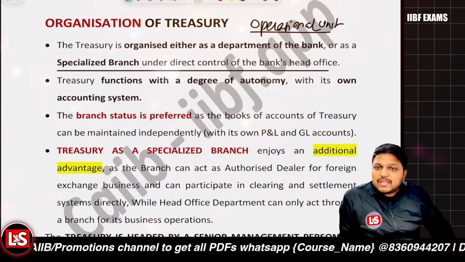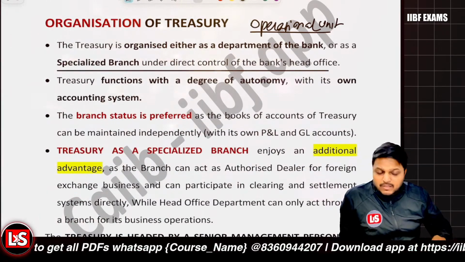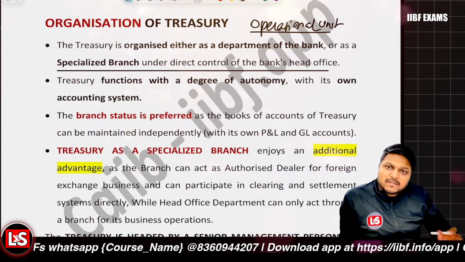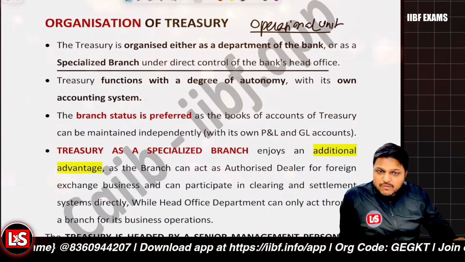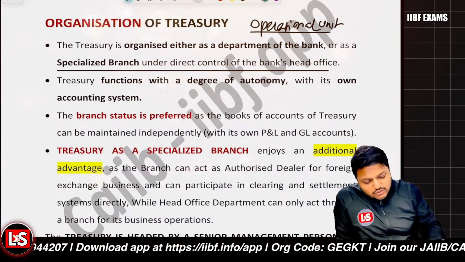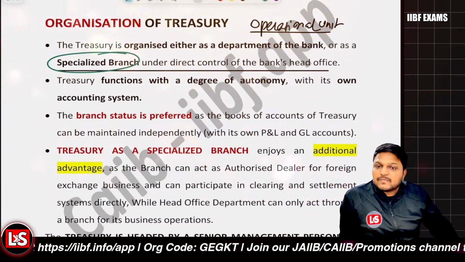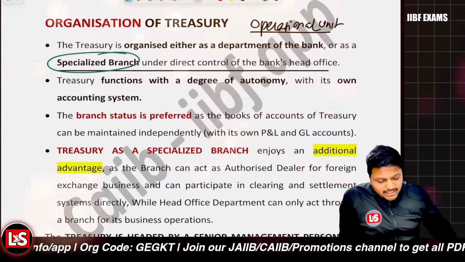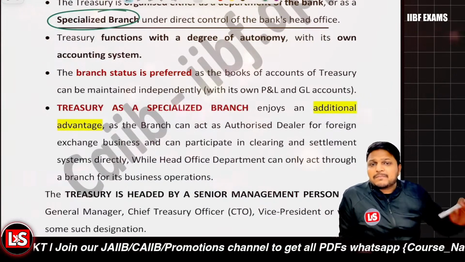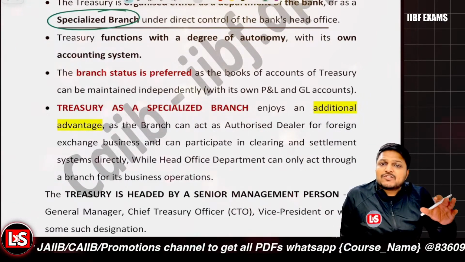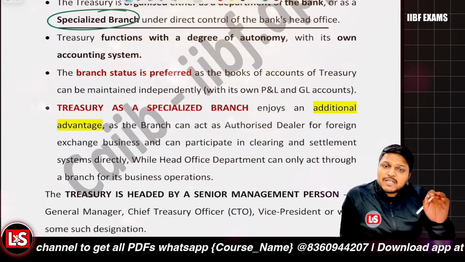Like it can be working as a particular department of the bank, like any other department, like the credit department or HRD department. It could be a department which is working within the bank, or it could also be a specialized branch under the head office, right? Now, what are the advantages related, let's say, if it is following the specialized branch structure? And most banks do prefer the specialized branch structure.